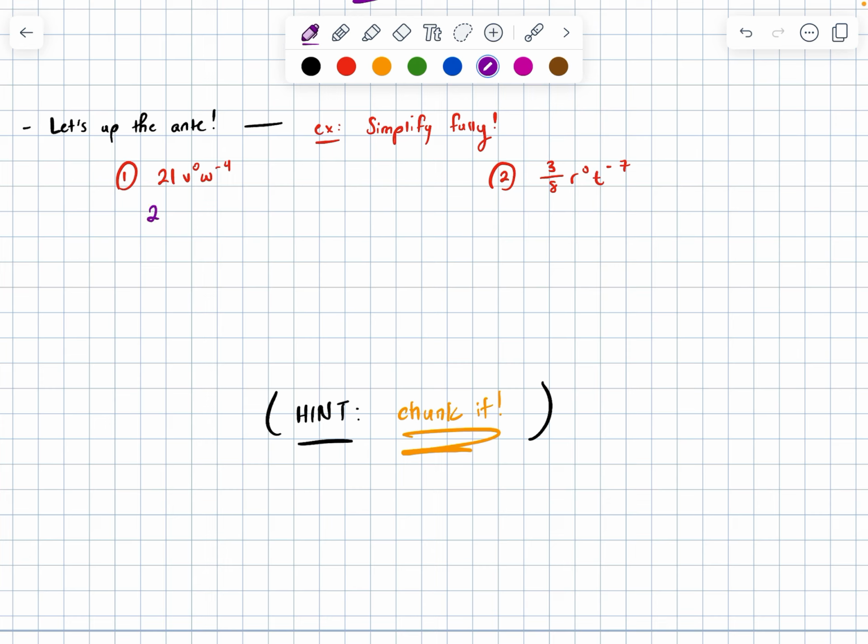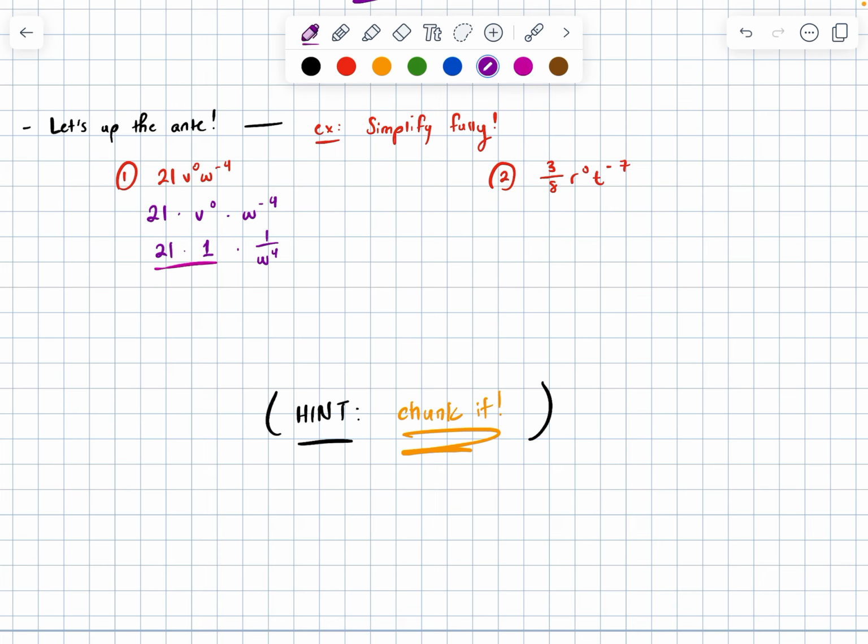There is invisible multiplication connecting the 21 to the v to the 0 and the v to the 0 to the w to the negative 4. So I'm going to make the invisible visible. I'm going to make this look the way I want it to look. Now I know how to simplify a little bit more easily. Well, 21, there's nothing I can do with that. But v to the power of 0, anything to the power of 0 is 1. And w to the power of negative 4, well, that's 1 over w to the 4th, the reciprocal of the positive exponent. And from here, all I need to do is simplify.